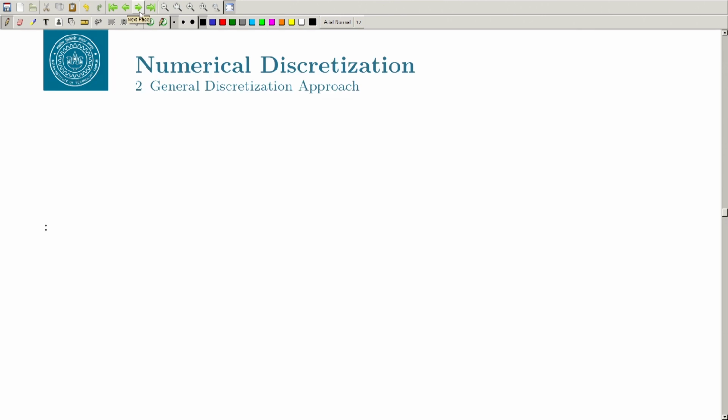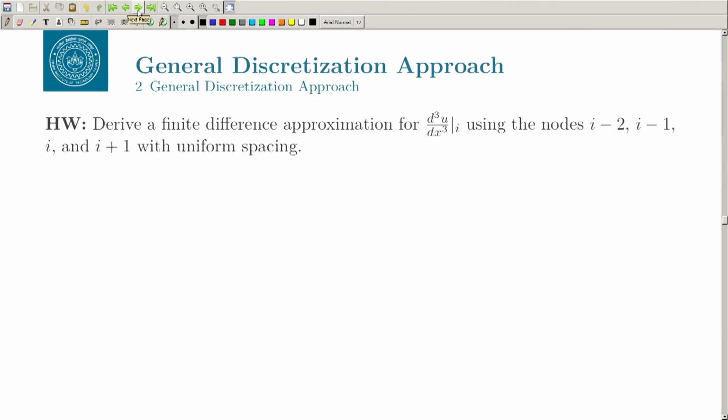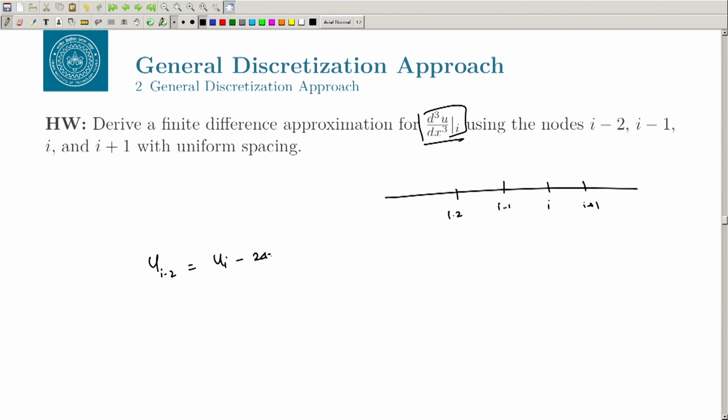Similarly, you can use this for anything more complicated. For example, if you want to calculate the third derivative, del cube u by del x cube, and the node points are given as I minus 2, I minus 1, I and I plus 1, right. So, what you will do, you write u I minus 2, and that will become u I minus 2 delta x u I prime, u and phi does not matter, plus 2 delta x square by factorial 2 u I double prime, and so on and so forth. Similarly, you use u I minus 1. This is the third order derivative, so you have to write at least the third term.